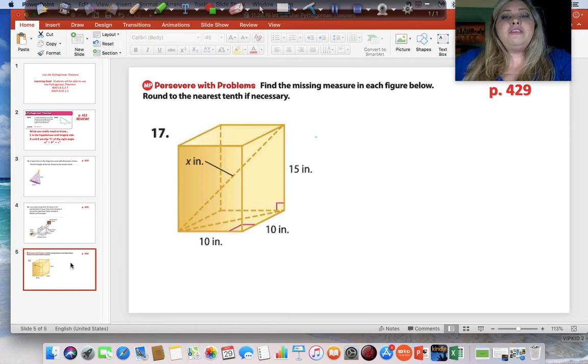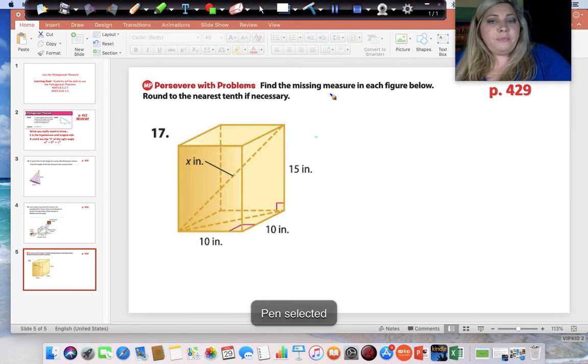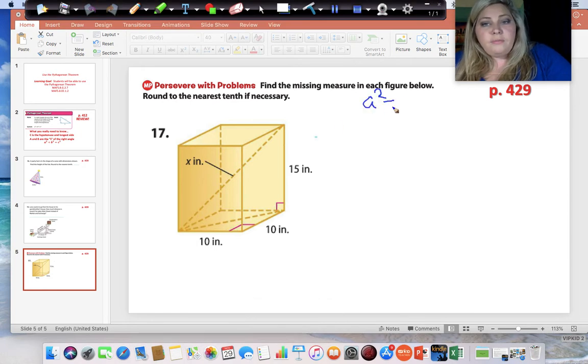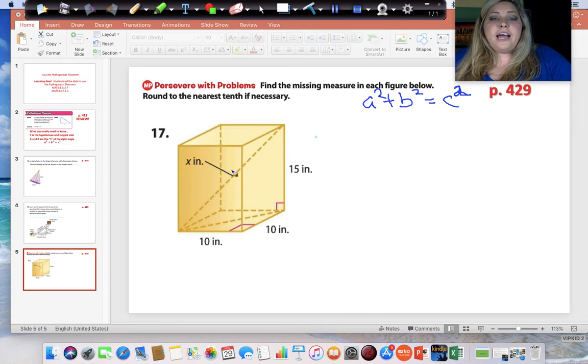Okay? Find the missing measure in each figure below. Round to the nearest tenth if necessary. This is our last problem of the day. Okay, again, a squared plus b squared equals c squared. Okay, so we want to find x here, which is the hypotenuse of this triangle. But we don't know the other side length of this triangle either.